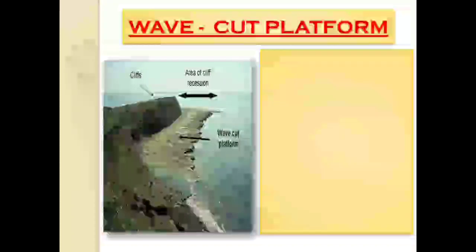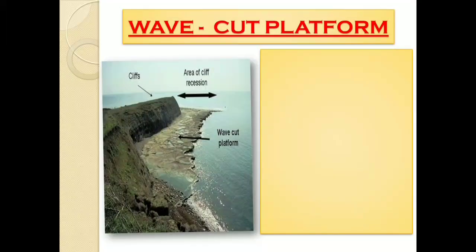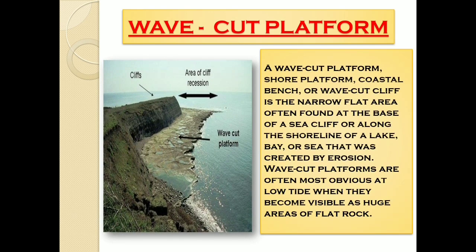Wave cut platform. You can see a picture of a wave cut platform. The arrow shows the wave cut platform, the area of cliff recession, and the cliff. A wave cut platform, or a shore platform, coastal bench or wave cut cliff, is a narrow flat area often found at the base of a sea cliff or along the shoreline of a lake, bay or sea that was created by erosion. Wave cut platforms are often most obvious at low tide, when they become visible as huge areas of flat rock.